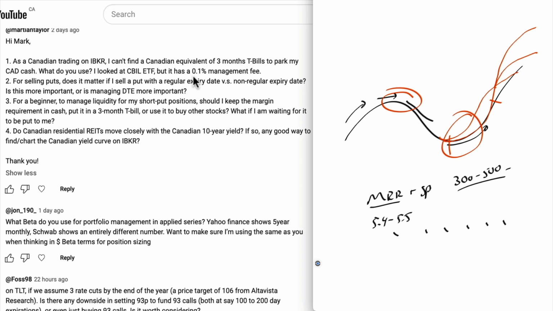Do Canadian residential REITs move closely with the Canadian 10-year? More like the 5-year, because mortgages in Canada, whatever term you take, 15-year, 20-year, 25-year amortization, are done in 5-year increments. So you'll get a 25-year loan, a mortgage that amortizes over 25 years, renewable every 5 years. Basically you have a 5-year fixed on your 25-year amortization, then you have to go back and get a 5-year fixed on your 20, and then a 5-year fixed on your 15, etc. It is tied more to the 5-year rather than the 10-year.